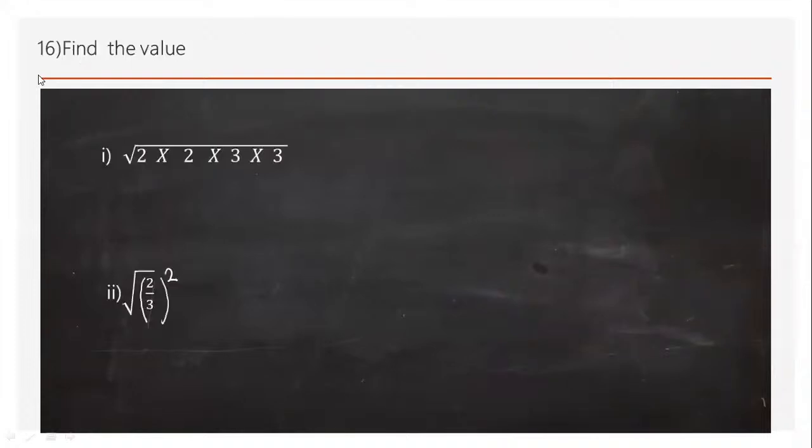Find the value related to square roots. While we are doing, we learn 2 times 2, the root of this is 2. 3 times 3, the root of this is 3. 2 times 3, 6 is the answer. 2/3 squared, then you can write this. If it is an even power, you have to divide by 2. So 1, 2 over 3 is the answer here.